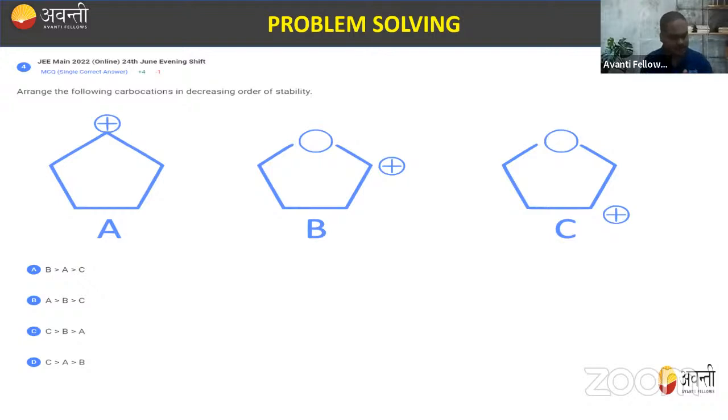Now the next question is: arrange the following carbocations in decreasing order of their stability. You need to arrange them in order of their decreasing stability, right? See which one is more stable and which one is less stable. Okay, so let's quickly see which of these is more stable and which is less stable. Here we have A, B, and C. So we have a total of three things. Out of these three, you need to identify which one is the most stable.